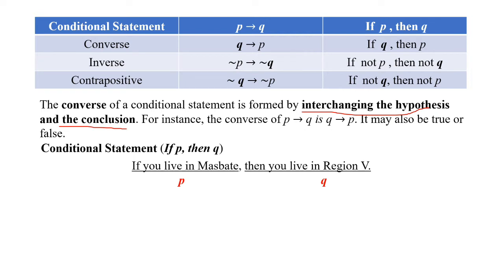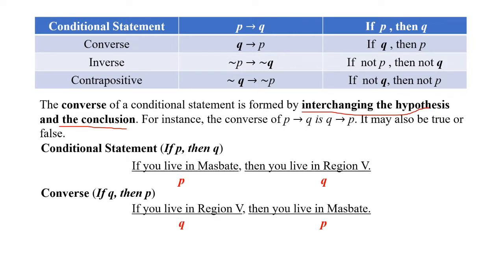For example, the conditional statement, remember, if P then Q: if you live in Masbate, then you live in region 5. So the P statement here is "if you live in Masbate," and the Q statement is "then you live in region 5." The converse, we have to interchange the hypothesis and the conclusion. If Q, then P: if you live in region 5, then you live in Masbate. The Q statement here is "if you live in region 5," and the P statement is "then you live in Masbate."